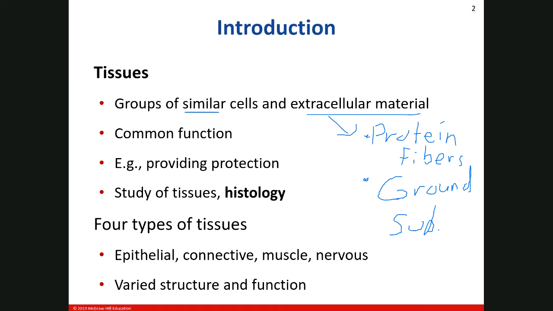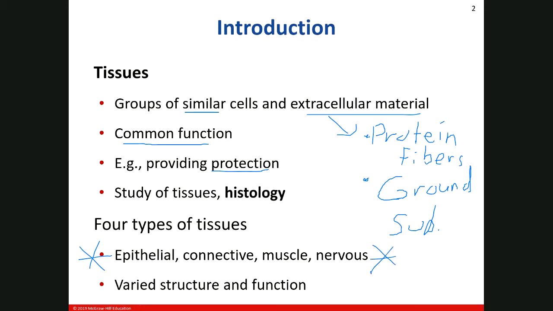Extra meaning outside, so that's all the stuff outside the cell. And we can't forget the cells themselves. These tissues will perform a common function: secretion, absorption, filtration. An example here is protection. So they'll have some sort of common function. We mentioned this the first week of class, that the study of tissues is called histology. Now you need to know this. This has been asked on tests many, many times.